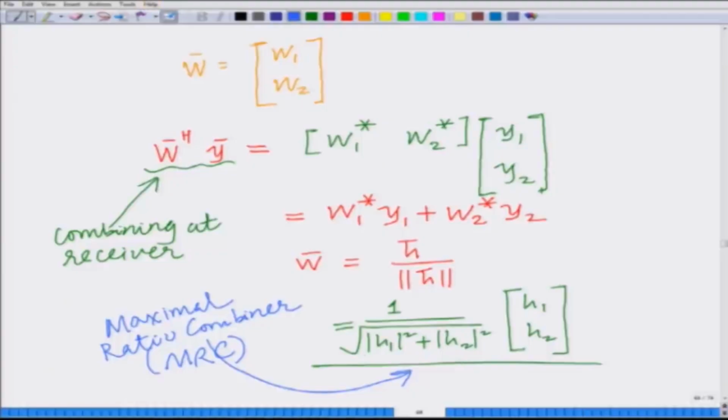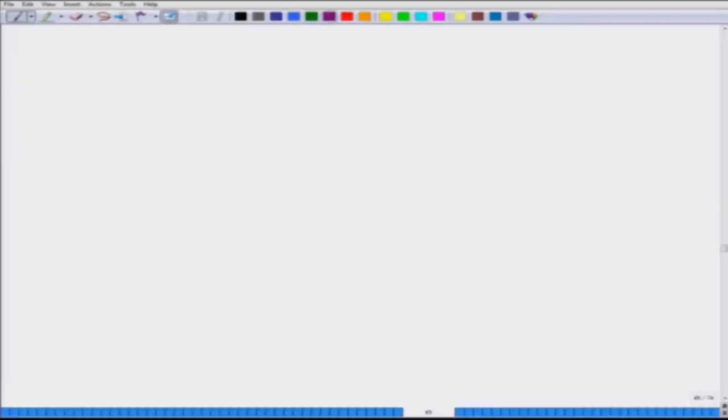What we have seen in the previous module is how we can combine the signals received in a multiple receive antenna system employing MRC, that is maximal ratio combining. What we are going to do now is look at an example of an MRC system, of a maximal ratio combiner. So, we want to look at an example of a maximal ratio combining system.